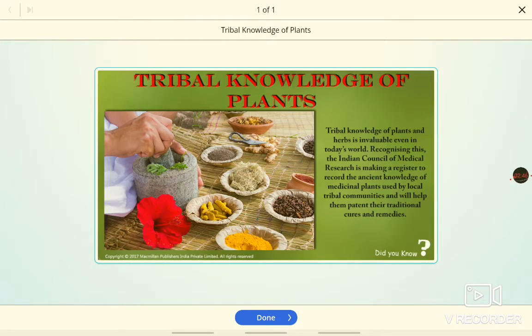Tribal knowledge of plants. Did you know tribal knowledge of plants and herbs is invaluable even in today's world? Recognizing this, the Indian Council of Medical Research is making a register to record the ancient knowledge of medicinal plants used by local tribal communities and will help them patent the traditional cures and remedies. Now let's continue this chapter to the third part, Birsa Munda.